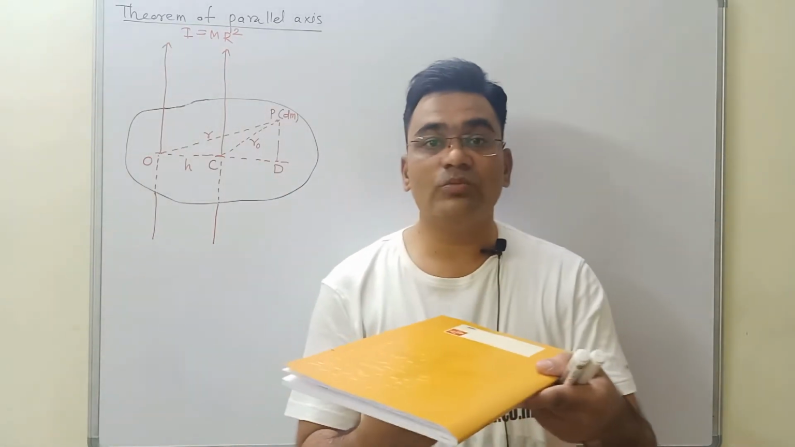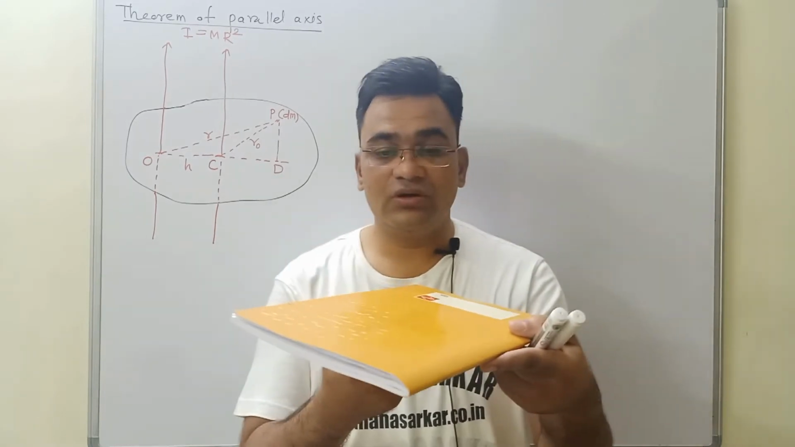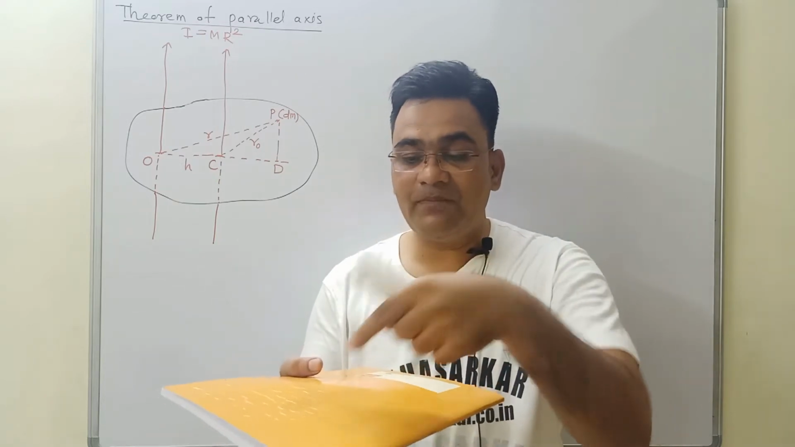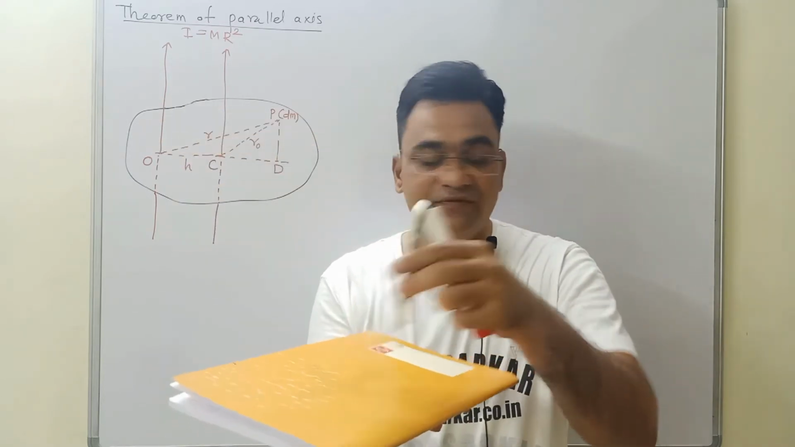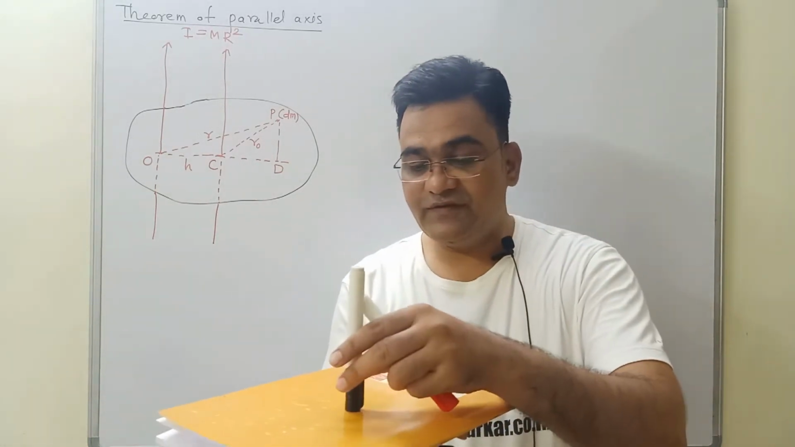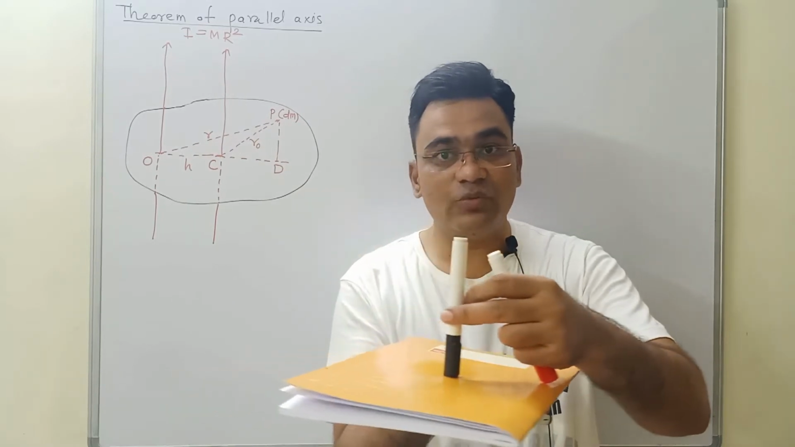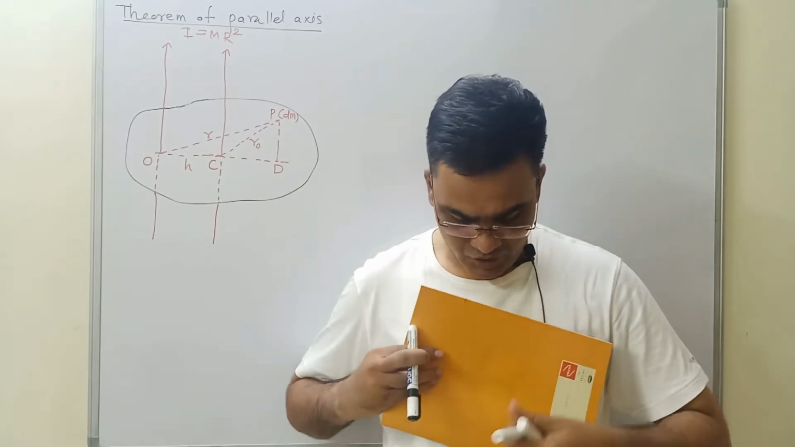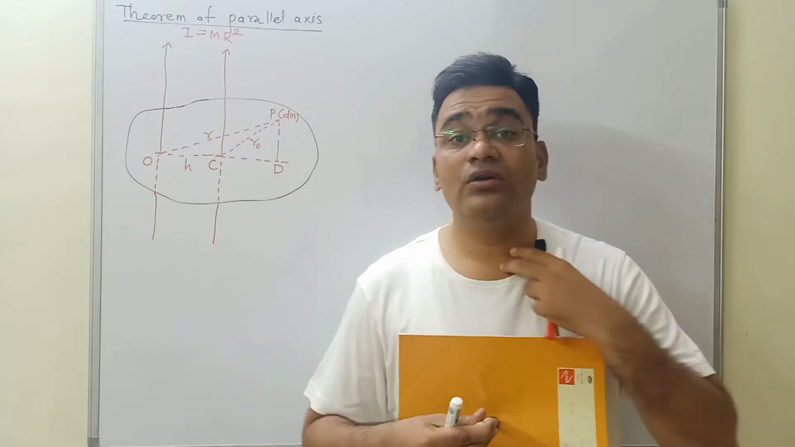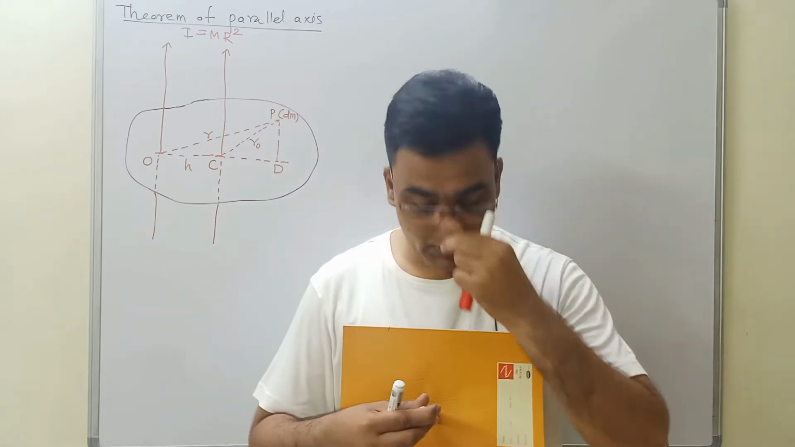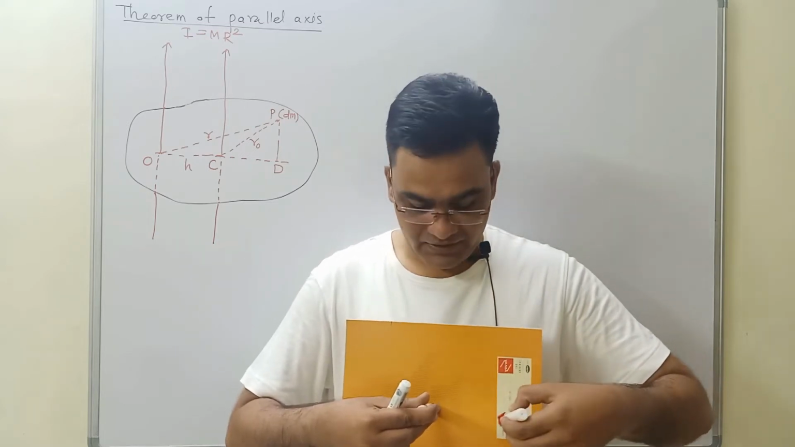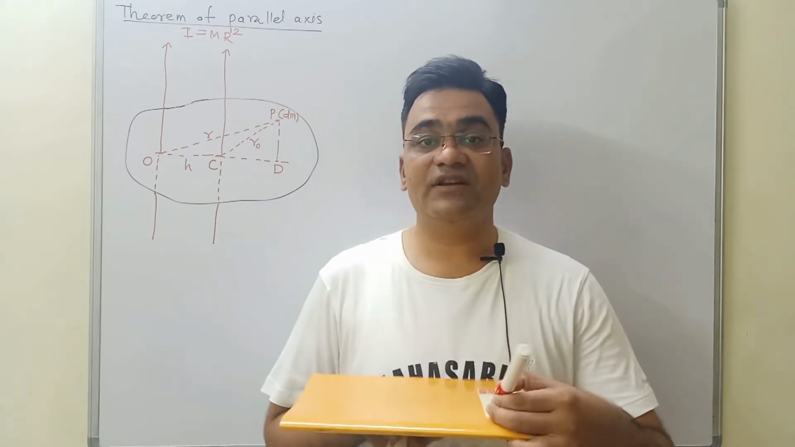Suppose I have this notebook and I am rotating this notebook about two different axes. The first axis is passing through its center of mass, like this. This is the first axis through which this notebook is going to rotate. Now the second axis will be parallel to the first axis and passing through any point on the surface. The second axis is parallel, like this. Therefore this theorem is called the parallel axis theorem.